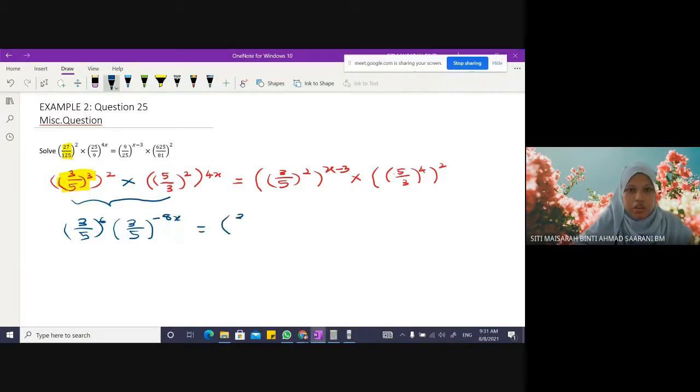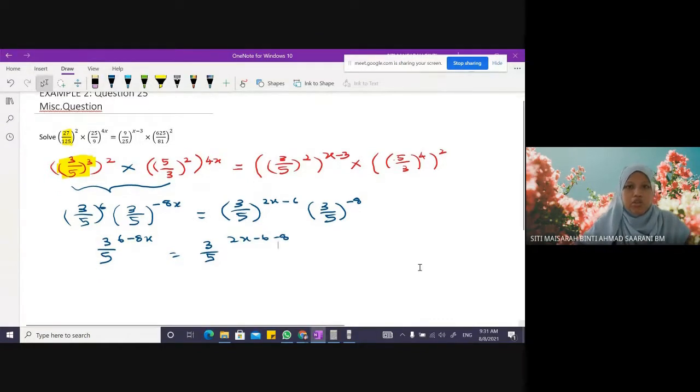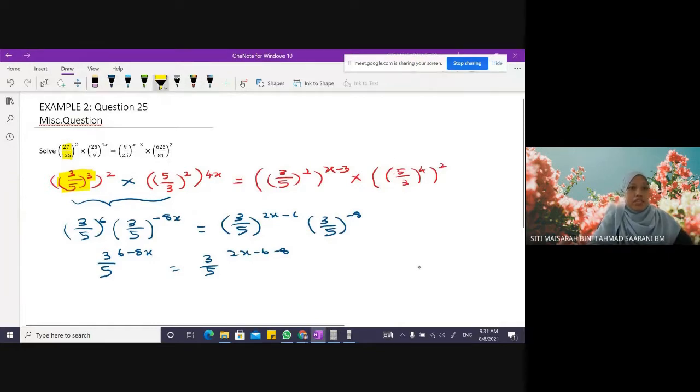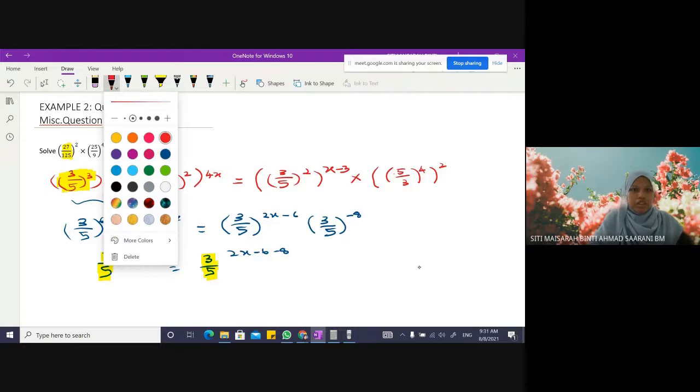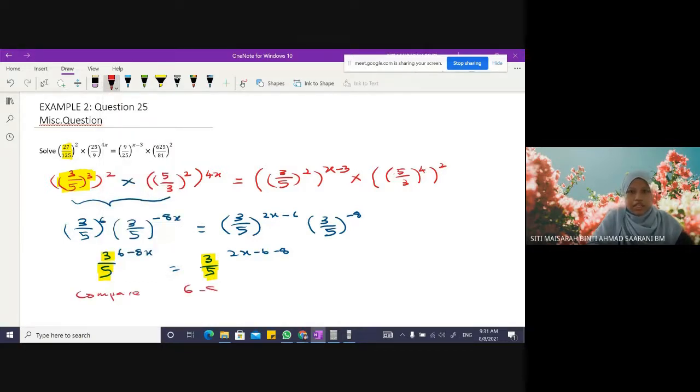The right side is 3 over 5 to the power of 2x minus 6, and this one 3 over 5 power negative 8. So now we can combine these by using rule of indices. The left becomes 3 over 5 to the power of 6 minus 8x, and the right is 3 over 5 to the power of 2x minus 6 minus 8. Now we can use comparing. Since the base here is 3 over 5 and this is also 3 over 5, we can compare. So 6 minus 8x equals 2x minus 6 minus 8. Then negative 10x equals negative 20. So x is equal to 2.